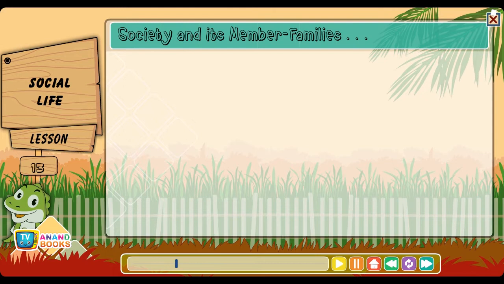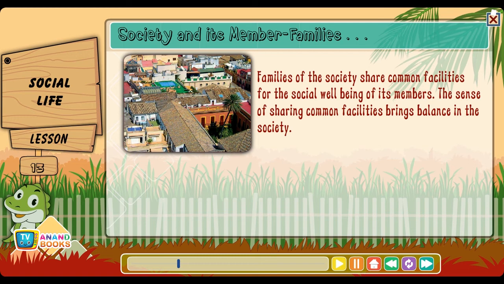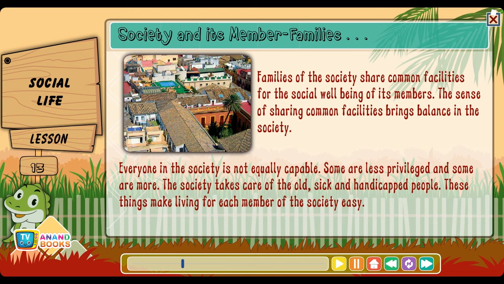Society and its member families. Families of the society share common facilities for the social well-being of its members. The sense of sharing common facilities brings balance in the society. Everyone in the society is not equally capable. Some are less privileged and some are more. The society takes care of the old, sick and handicapped people. These things make living for each member of the society easy.